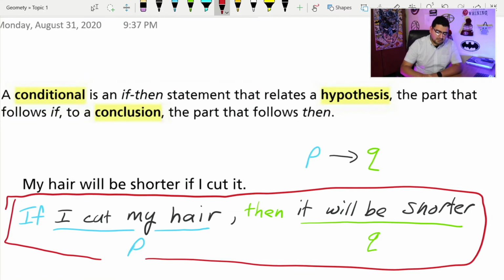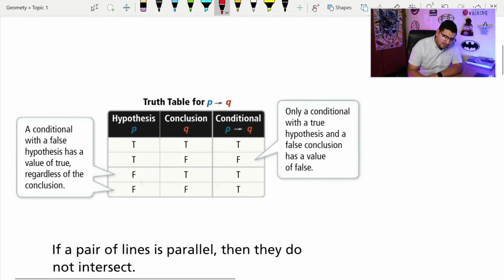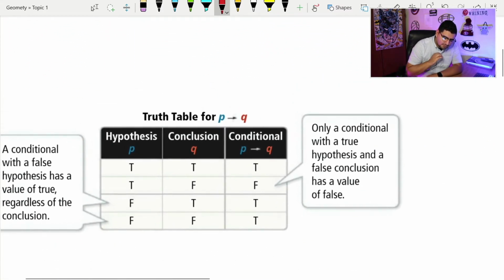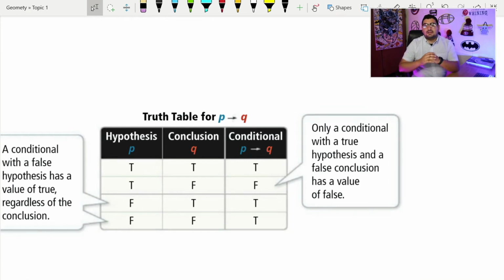And a lot of times we have this table to help us decide whether or not a conditional is true or false. We call it its truth value, and we use the truth table, which breaks it down into two parts, really, based on what's the hypothesis and what's the conclusion. Is the hypothesis true or false? And then is the conclusion true or false? And then based off which combination of those two we have, that'll determine whether or not the conditional in itself is true or false.